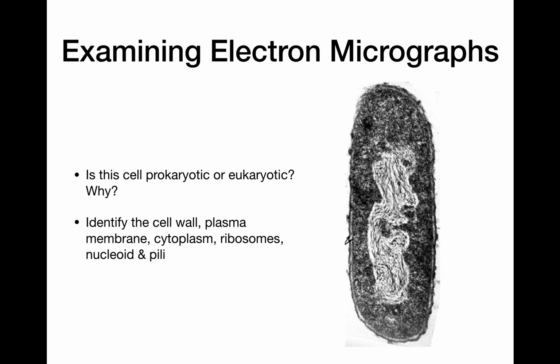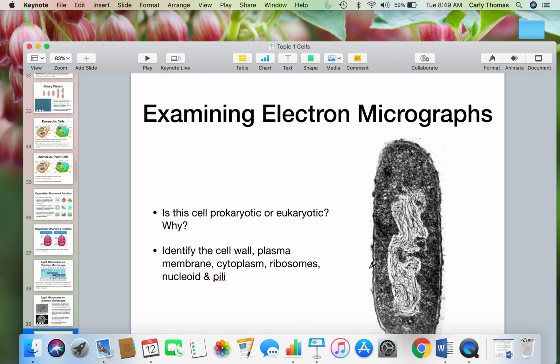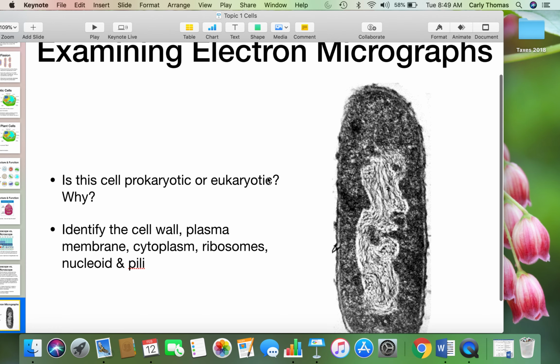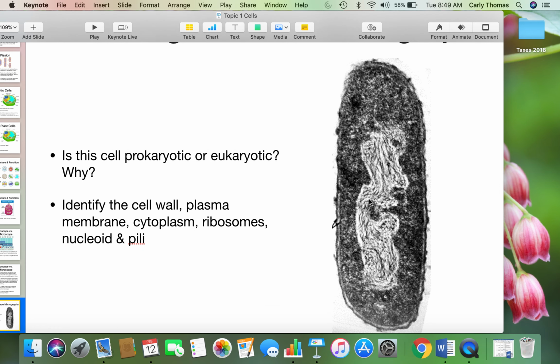Identify the cell wall, plasma membrane, cytoplasm, ribosomes, nucleoid, and pili. So pause it and try and see those things. I'm going to exit so I can actually point things out to you. So we have here the cell wall, a thick outer structure. The plasma membrane is just inside the cell wall. Then you have the cytoplasm, all this kind of goop that's filling the cell. The ribosomes are these little dark circular dots. The nucleoid is the central piece of DNA, and the pili are these little projection hairs on the outside.